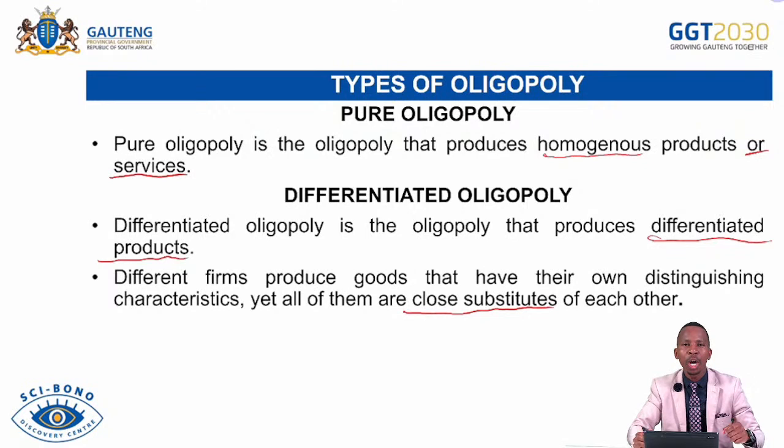So if we talk about differentiated products, we talk about products that look similar, but they are not the same. They have some differing characteristics because branding is not the same. Appearance can look the same at times, but branding is totally different from each other. So those goods are known to be differentiated. However, these goods are perfect substitutes for each other. They can replace one another.